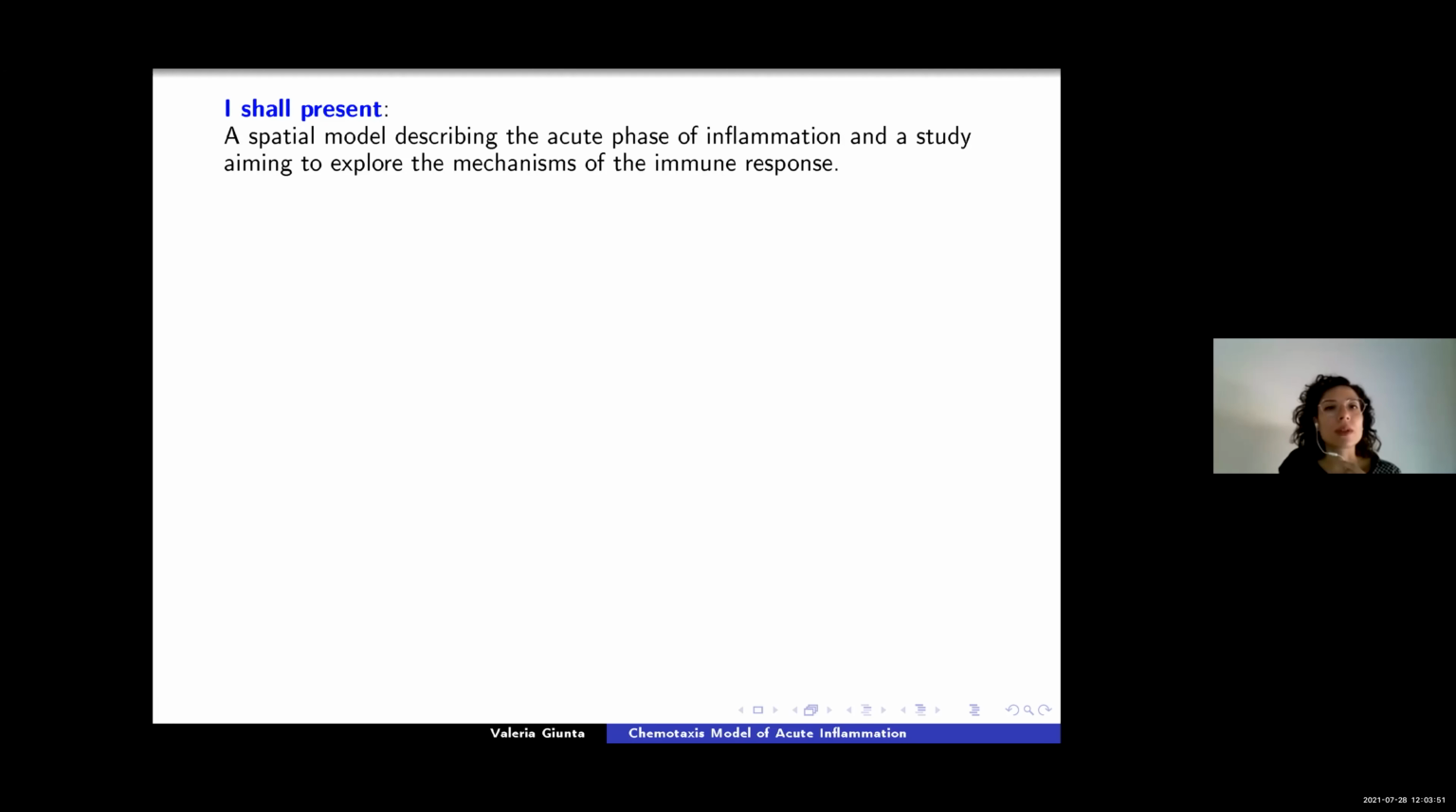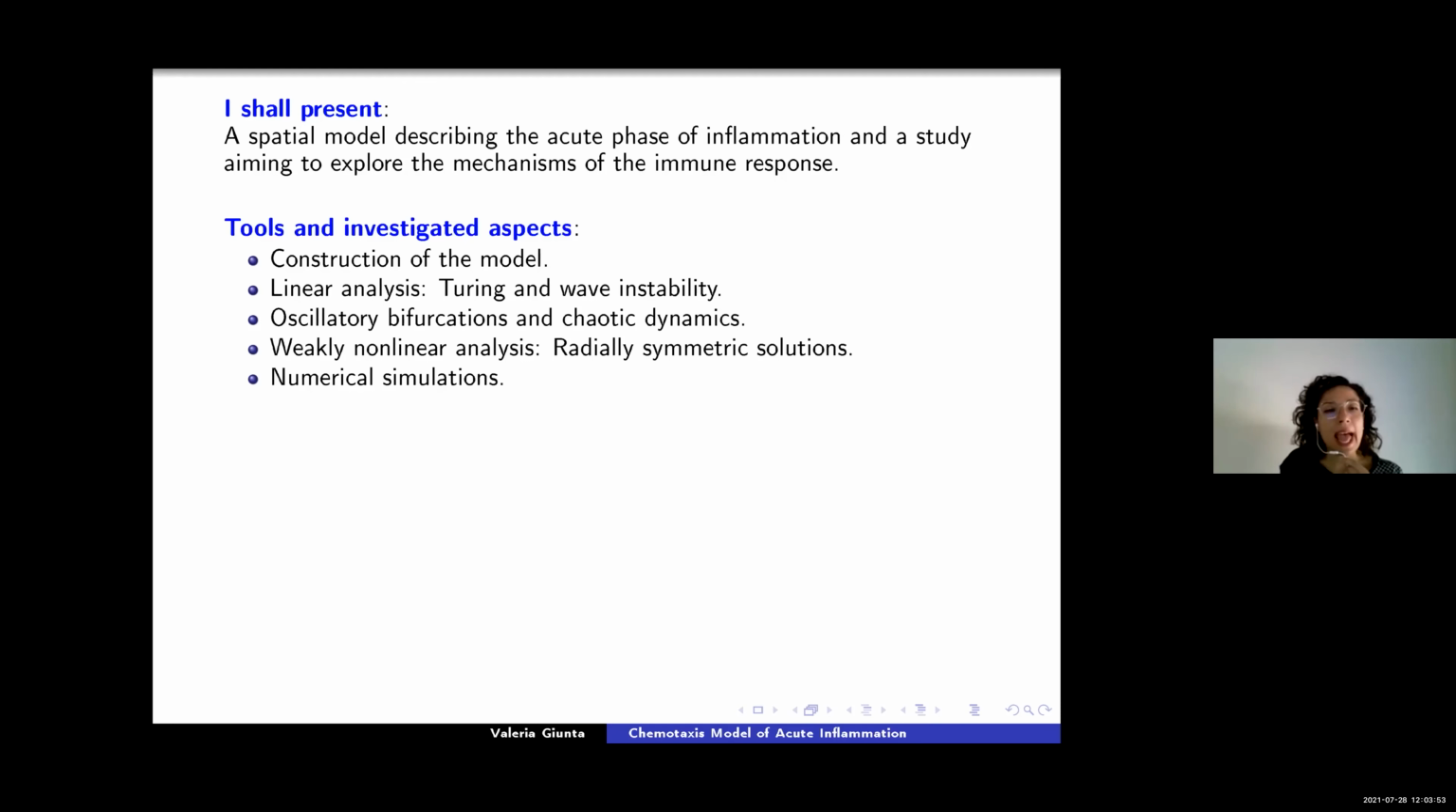First, I will focus on a modeling aspect, and then I will present a study on the onset of stationary and oscillatory instability, I mean Turing and wave instability, which are able to reproduce persistent in time or recurrent inflammatory activity. I will show you that the model displays a rich variety of bifurcations in parameter regions in which they are not expected on the basis of the classical analysis.